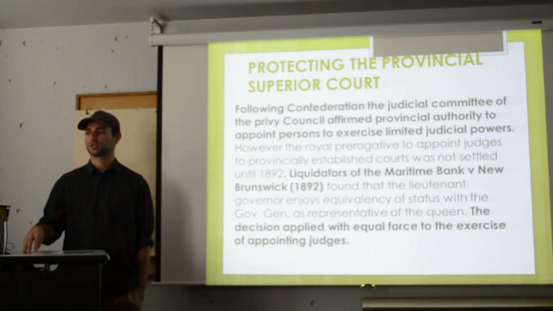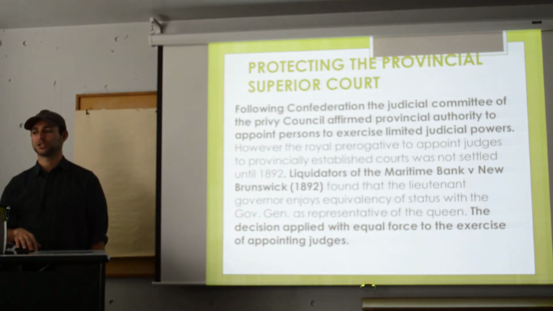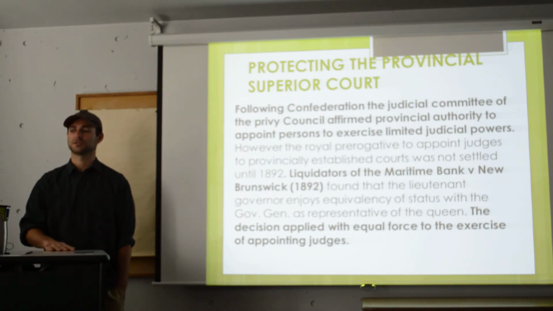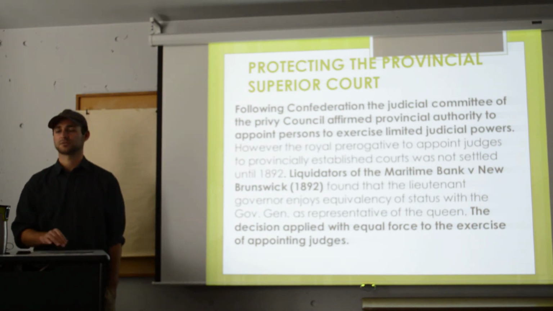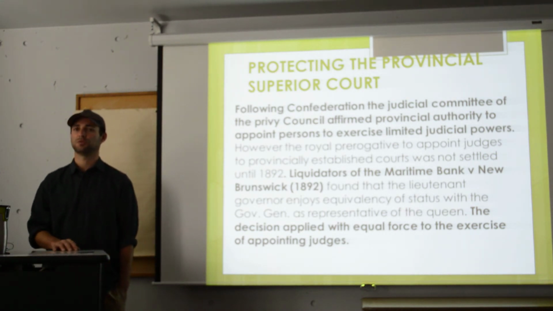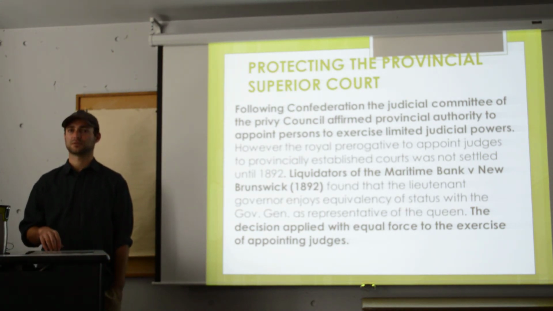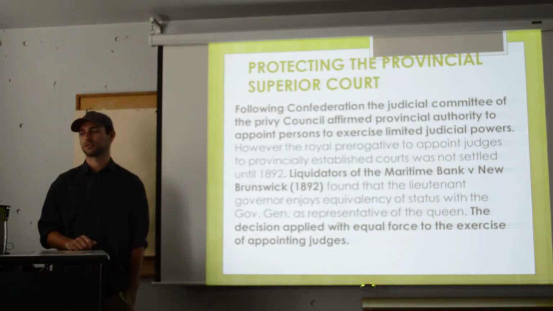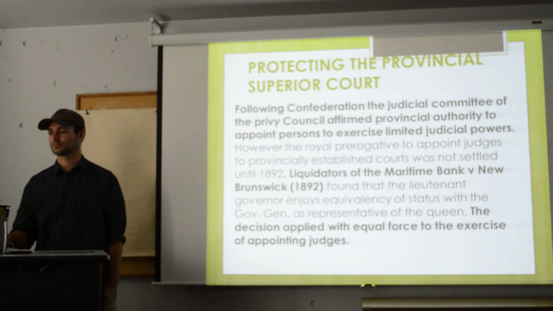So this is the royal prerogative to appoint judges, and it was decided in Liquidators of Maritime Bank versus New Brunswick in 1892, where they found that the Lieutenant Governor is equivalent to the Governor General as a representative of the Queen. And this decision applied with equal force to the ability of the provinces to appoint judges as to the federal government to appoint judges.